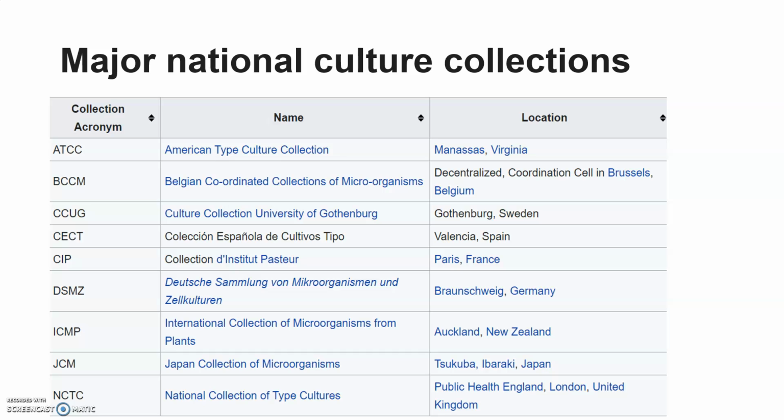Other culture collections are BCCM, CCUG, CECT, CIP, ICMP, JCM, NCTC. ATCC and NCTC, National Collection of Type Cultures, are both used by us. In most of our laboratories and hospitals, ATCC strains are commonly used.